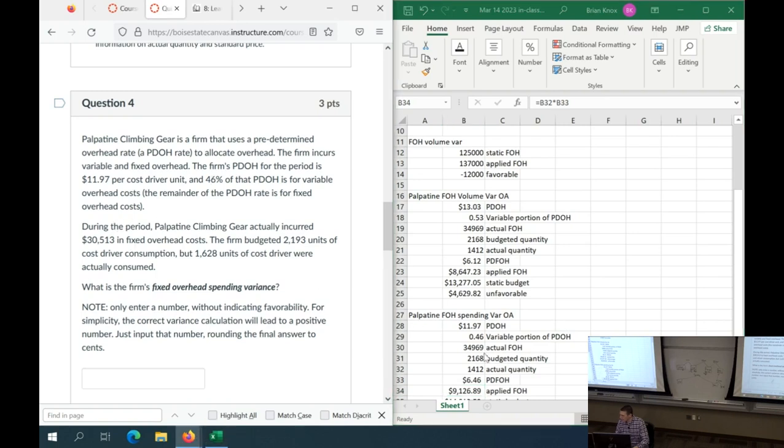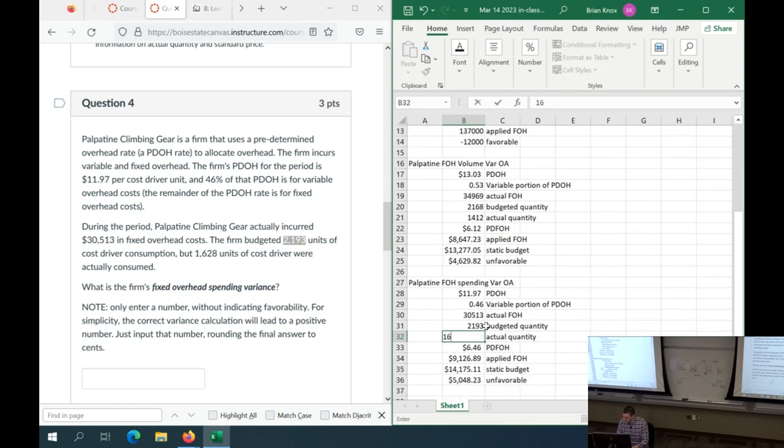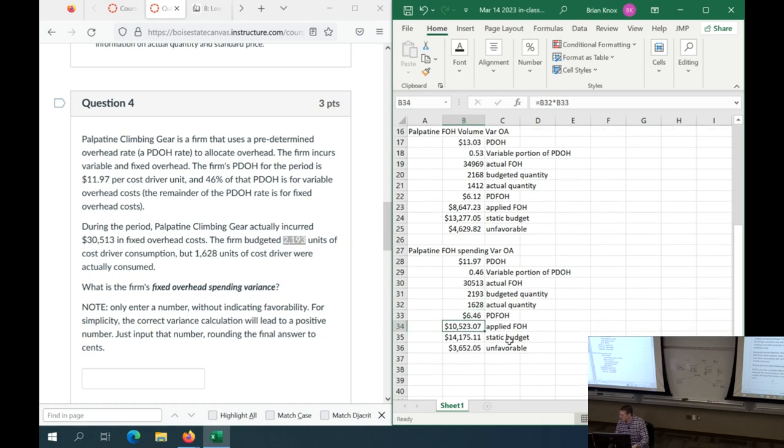All right, during the period, we have actual costs. In this case, the actual costs are relevant, $30,513. Let's update that. $30,513 in actual fixed costs. And we budgeted 21.93 of budgeted cost driver, budgeted quantity. Actually consumed 16.28. That won't be relevant to us in this case. What we need is actual fixed overhead costs minus our static budget to get our spending variance.